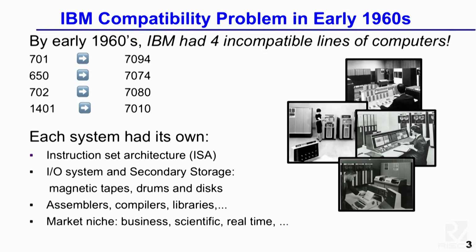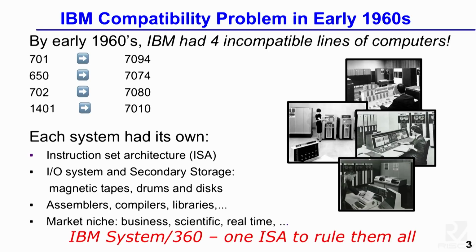So let's go back 60 years to IBM, and they had this big problem. They had 4 incompatible product lines. Each had their own instruction set, their I/O systems, software stacks, and different business niches too. So engineers at IBM decided they wanted to fix this. They wanted to have a single instruction set to unify all these businesses together. So that was a bold idea 60 years ago.